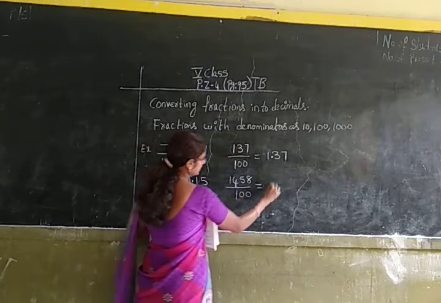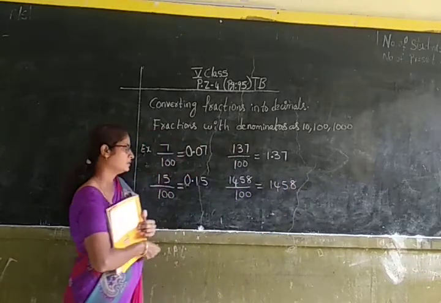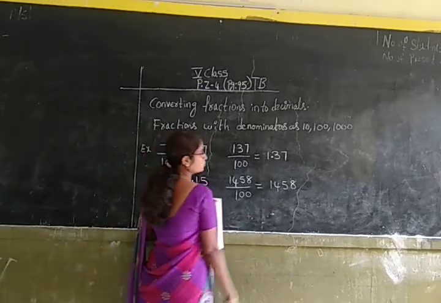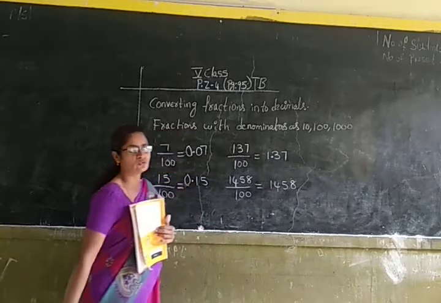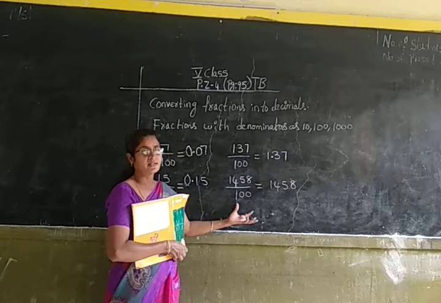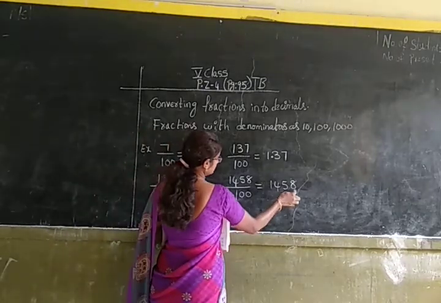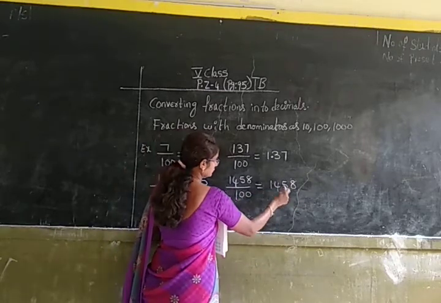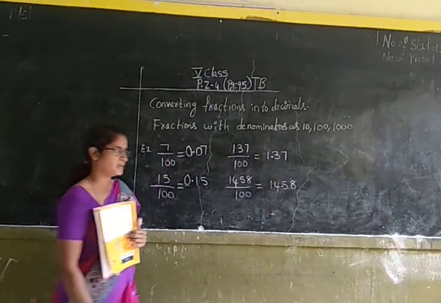First you write down the numerator as it is. That is 1458. The denominator is having 2 zeros. So you put a point after 2 digits. You should put a point after 2 digits since the denominator is having 2 zeros. So here the denominator is 100 and it is having 2 zeros. Okay children, now let us place the point. You should count the digits from right to left. 1, 2. So you have to put the point here. So the answer is 14.58.